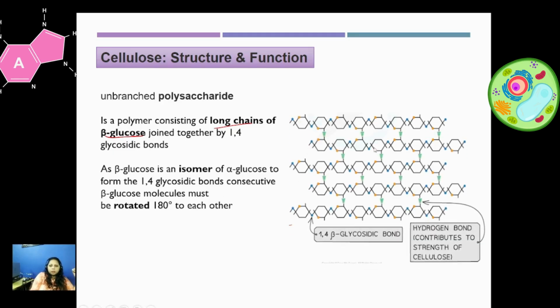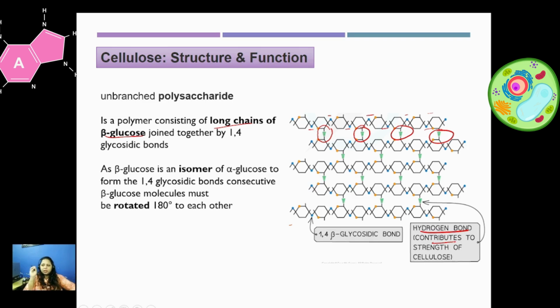So this is how it is formed. One is below, one is above, one is below, one is above. So you need to remember this one. One is below and one is above. Now there is an additional bond present over here, that is actually the hydrogen bond.